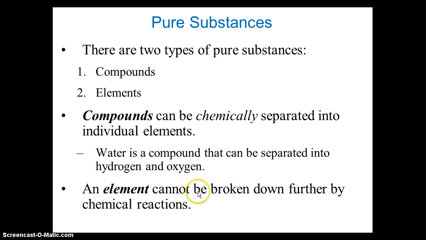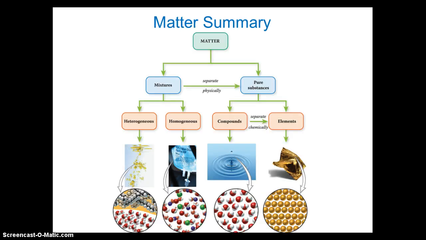Elements cannot be broken down further by chemical reactions, such as aluminum, copper, gold, and many other elements from the periodic table. They have their own identity and they are made of particular types of atoms. You cannot break them down and separate them. So that's an element, a pure substance.